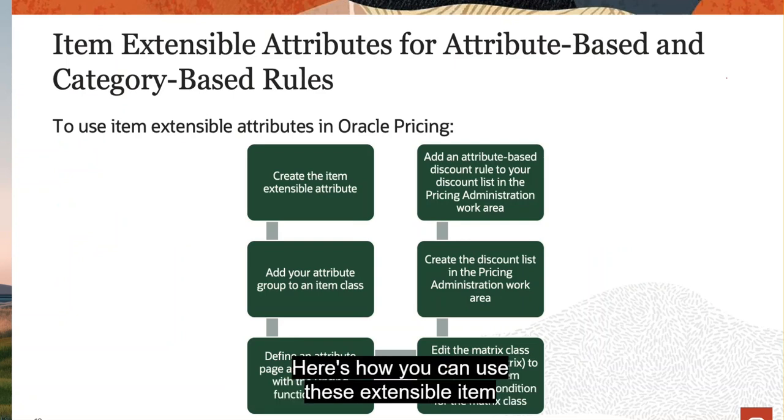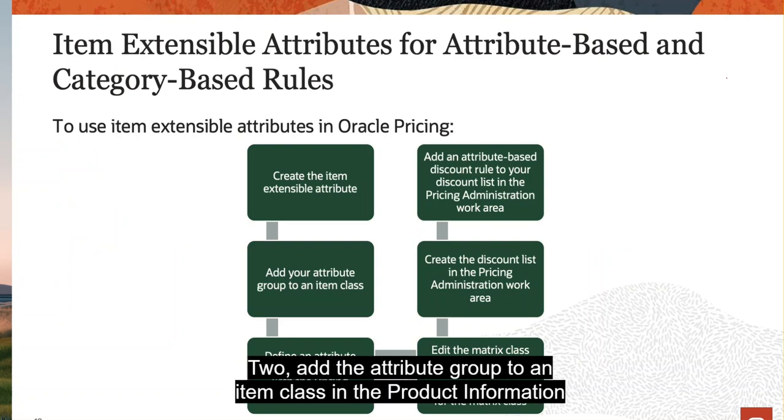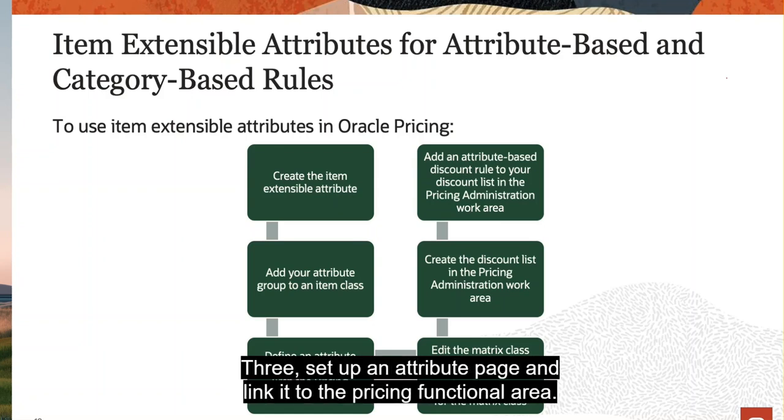Here's how you can use these extensible item attributes in Oracle Fusion Pricing. 1. Start by creating the item extensible attribute. 2. Add the attribute group to an item class in the Product Information Management work area. 3. Set up an attribute page and link it to the pricing functional area.